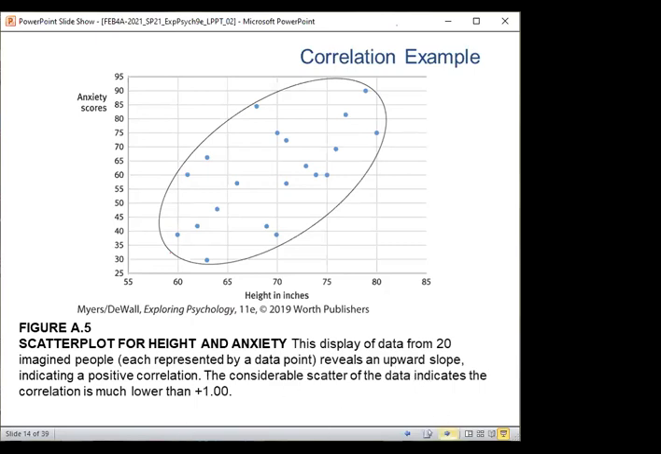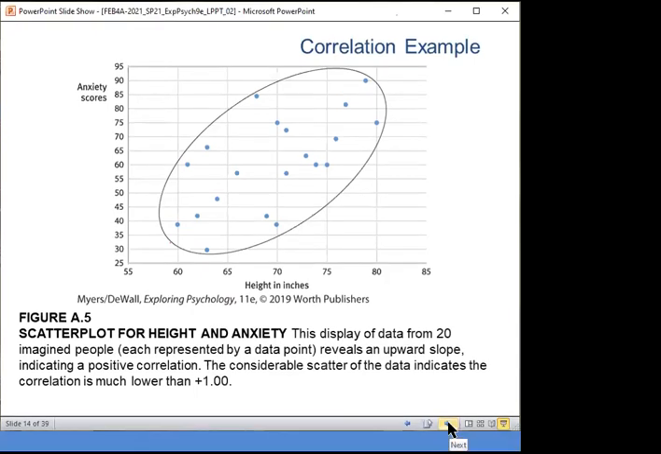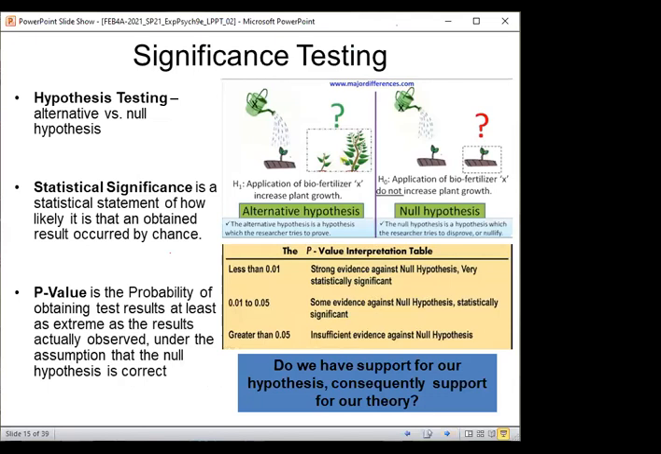So all of this is wonderful, but it just tells us better ways of describing the data in front of us. The last slide I want to cover for this particular section before we move into the next is called significance testing. So we have a theory, and from this theory we came up with a hypothesis, an educated guess as to what will happen given certain circumstances.